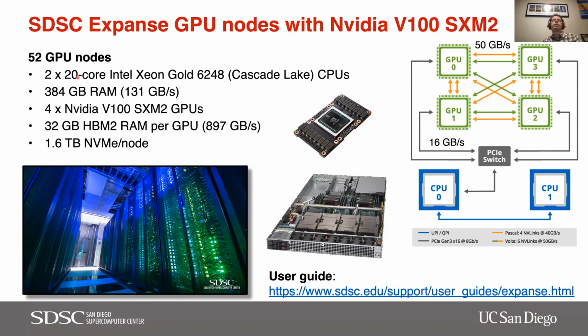So in our case, the GPU nodes don't have AMD processors. We have Intel processors. There are 2 20-core Intel processors. There's 384 gigabytes of RAM. That's the CPU memory. And then there are 4 NVIDIA V100 SXM2 GPUs, and each of those GPUs has its own memory, 32 gigabytes of this so-called HBM2 memory that has quite high memory bandwidth. That is, how quickly you can get the data stored in here to the processor and back. And then we also have scratch disks on each node, 1.6 terabyte NVMe per node.